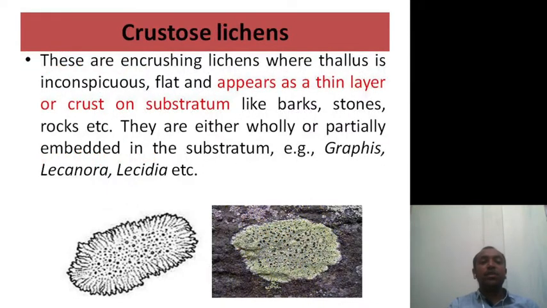Let us see the crustose lichens. The term crustose means something hard or on the surface. We talk about rock surface, earth's crust, which is a hard layer. If you see in the second figure, they form a flat layer on the surface of the rock. It appears as a thin crust on substratum like barks, stones, rocks, etc. Examples of crustose lichens are Lecanora and Lecidea.